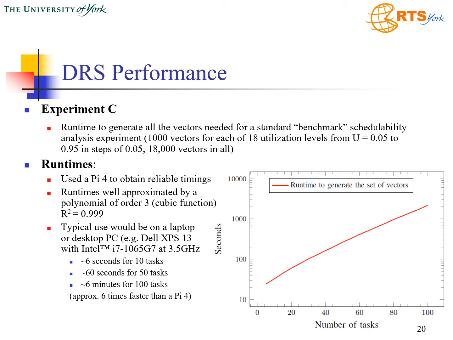Now, normally we would not run the DRS algorithm on a Pi4. Typical use would be to run it on a laptop or desktop PC, or even possibly on a server. So we also took some timings using an average laptop machine and found that it takes around 6 seconds to generate all 18,000 vectors for a benchmark schedulability analysis experiment using 10 tasks in each task set, and around 6 minutes for all 18,000 vectors if we have 100 tasks in each task set.